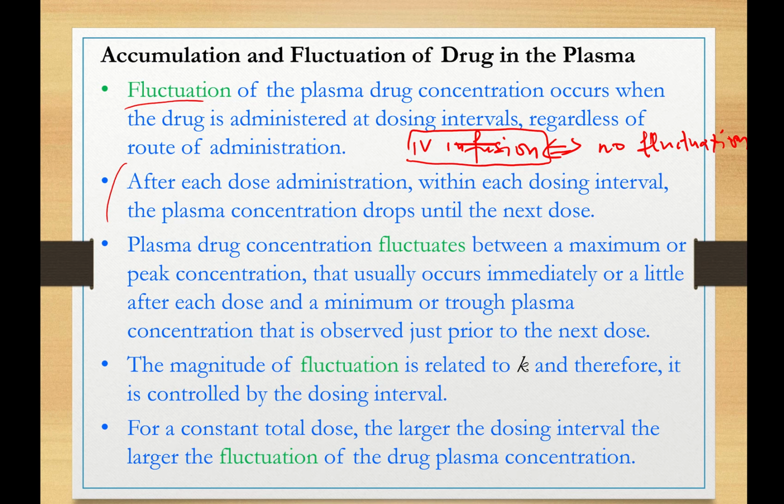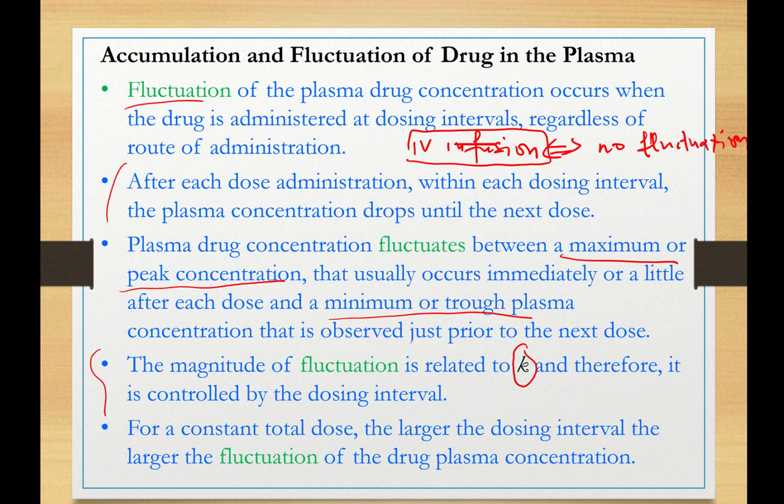And that's why we have fluctuation, right? So the fluctuation is between a maximum or a peak concentration that usually occurs immediately or a little after each dose, and a minimum or trough plasma concentration that is observed just prior to the next dose. This magnitude is related to the elimination rate constant, and therefore it is controlled by the dosing interval.